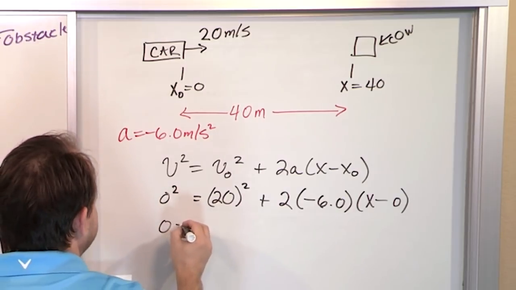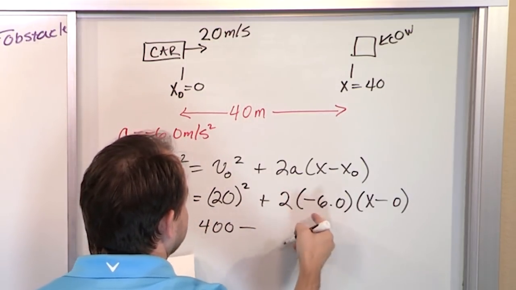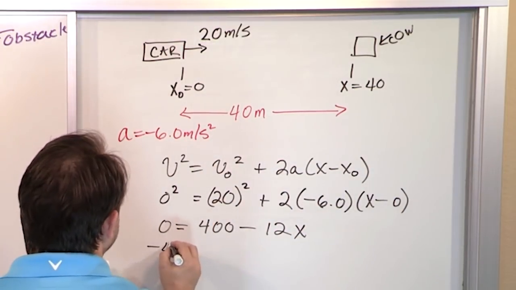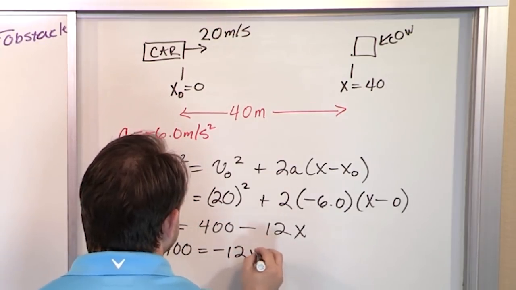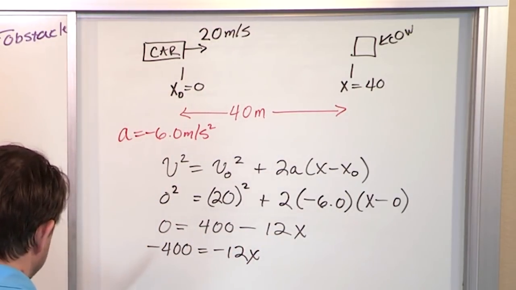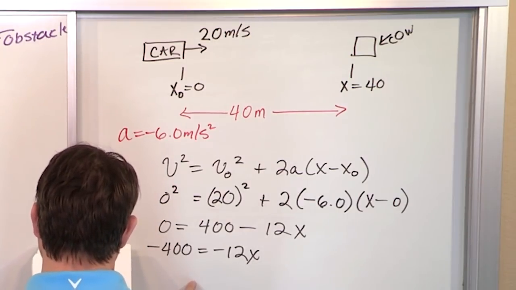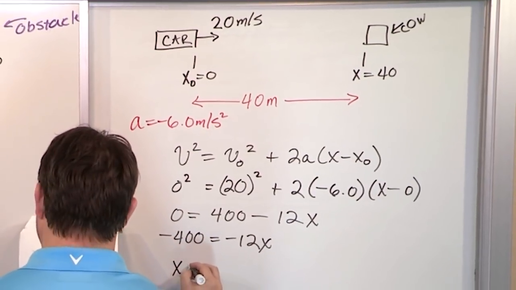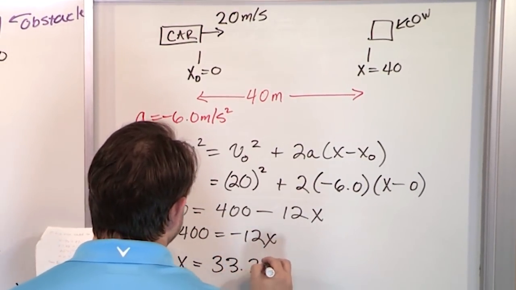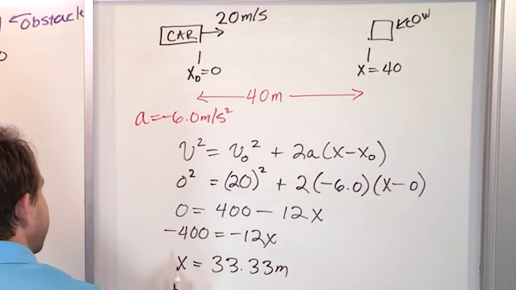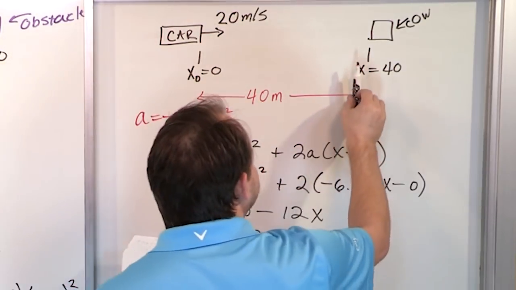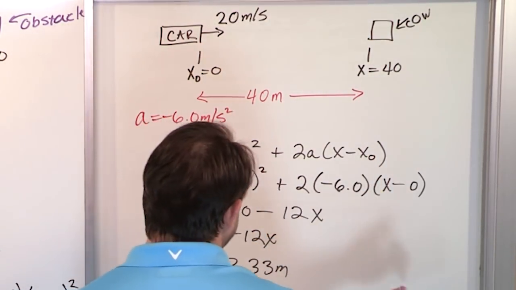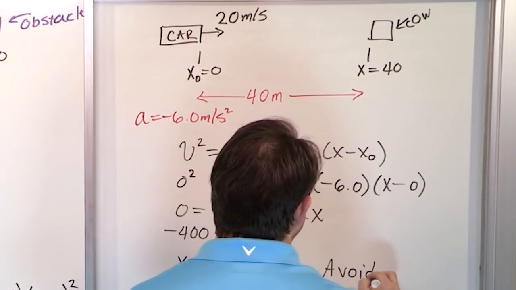What do I get? I'm going to get 0 is equal to 400 minus, this is going to be 12, and this is going to be x, because the 0 is basically gone at this point. So I have negative 400 is equal to negative 12x. So then the question is, what do I get? If I divide 400 by 12, I'm going to get x is equal to 33.33 meters. And the question is, if this is my final stopping position, is it less than 40? And it is less than 40, so yes, we avoid the obstacle.